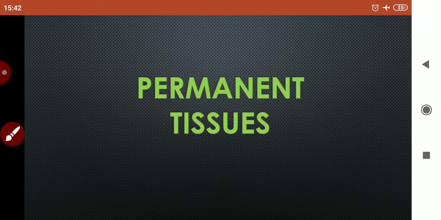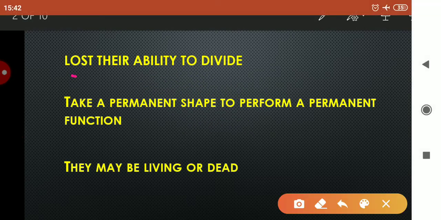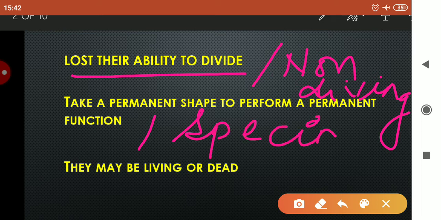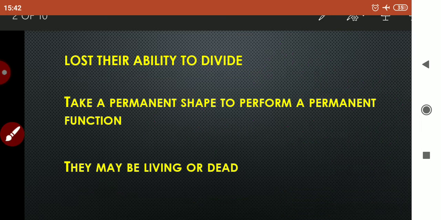Now children, permanent tissues are the tissues which have lost their ability to divide. This means these are non-dividing tissue. These cells don't have the capability to divide. These cells take a permanent shape and then perform the function according to the shape. Or also we can say that these tissues are the specialized tissue which are designed to perform a specific function. Children, these cells may be living or dead.